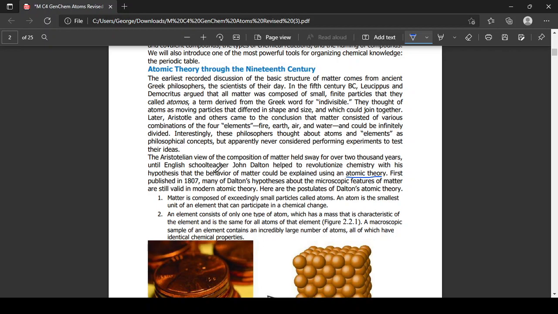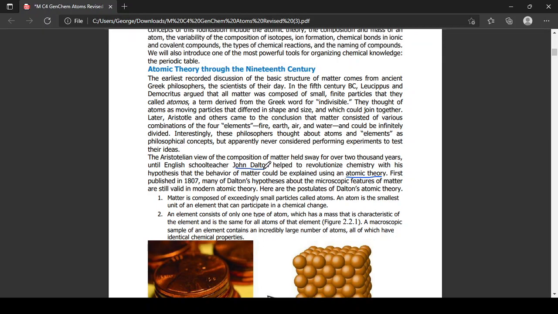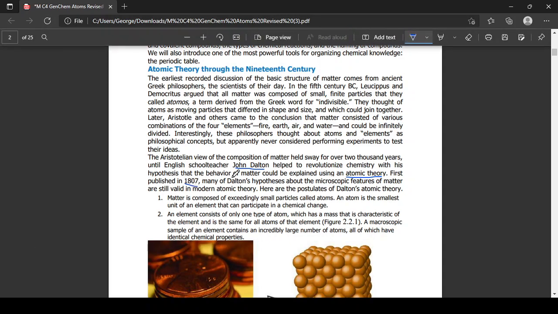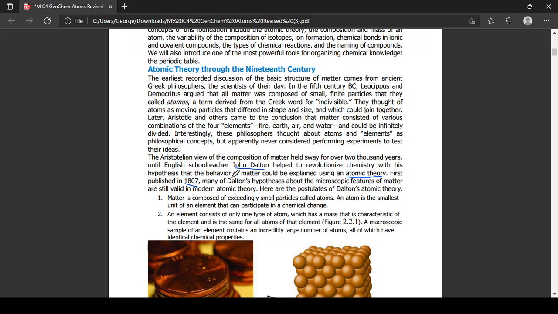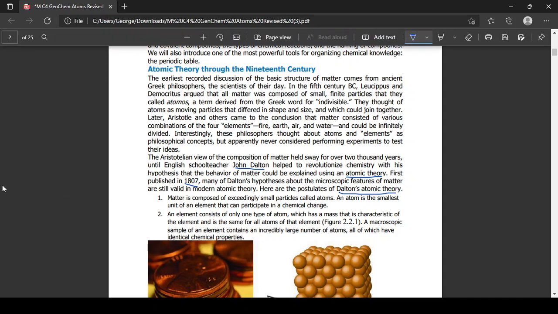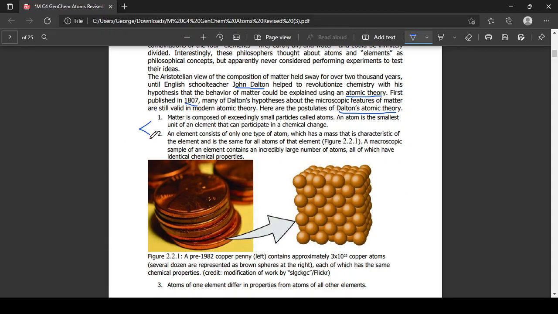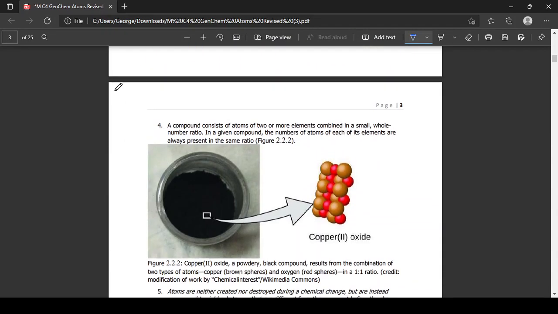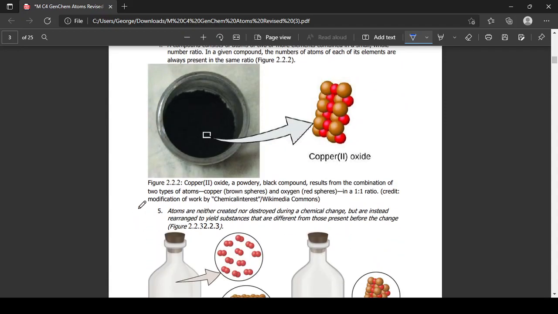Again, who proposed the atomic theory? John Dalton, an English school teacher, explained the atomic theory. It was first published in 1807. Many of Dalton's hypotheses about the microscopic features of matter are still valid in modern atomic theory. Here are the postulates of Dalton's atomic theory, kids. Here is his atomic theory: 1, 2, 3, 4, 5.